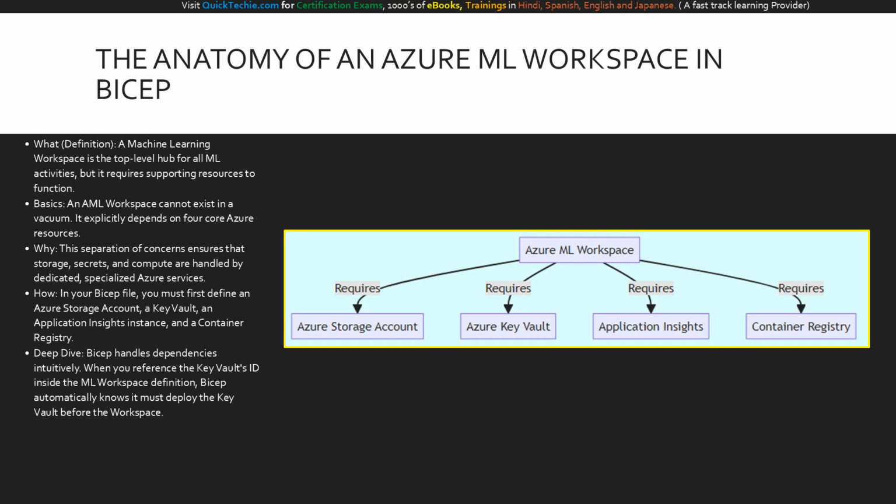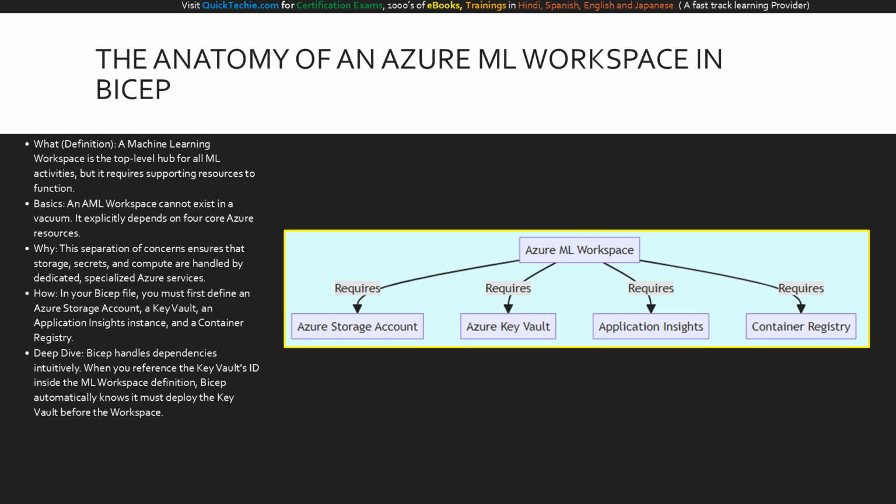Before we write our Bicep code, we must understand the architecture of an Azure Machine Learning workspace. A workspace is your centralized hub, but it does not run independently. It relies on a hub-and-spoke architecture consisting of 4 critical dependent resources. You must provision an Azure storage account to hold your datasets, an Azure Key Vault to securely manage connection strings and secrets, application insights to capture telemetry and monitoring data, and an Azure Container Registry to store the Docker images used for training environments. Why this modular design? Because it leverages Azure's specialized services for maximum security and scale.